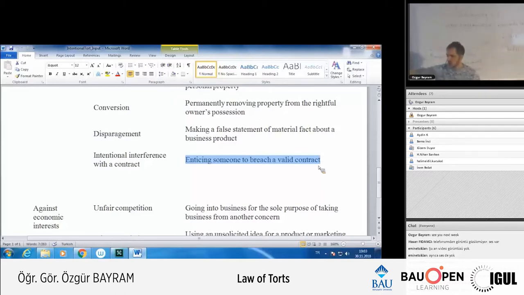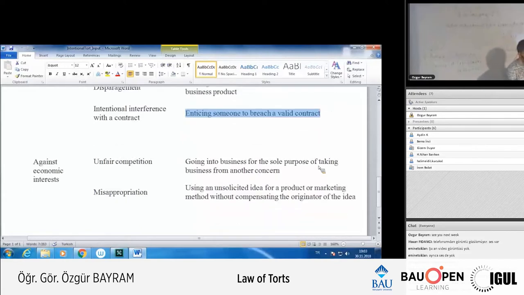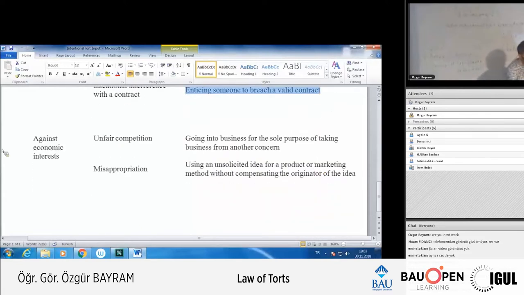So someone's in contract, you convince someone to breach that contract, persuade someone. These are intentional torts against economic, this is more business related stuff: unfair competition, going into business for the main purpose of taking business from another person.